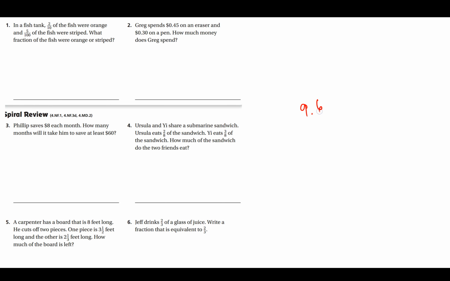Okay, this is Chapter 9, Lesson 6. We are on P166 now. We're on the back side of that homework page. All right, let's look at number 1.